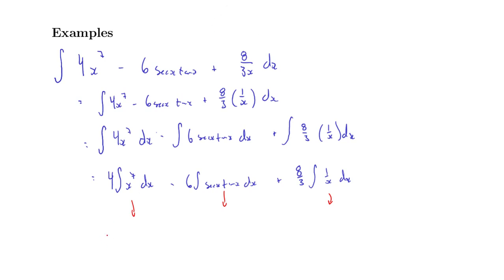All right, so what do we end up with? We've got 4 times x to the 8 over 8. Add 1 to the exponent and divide.